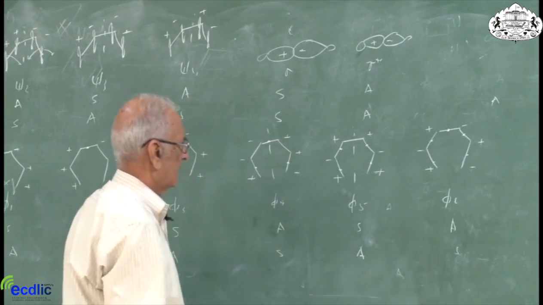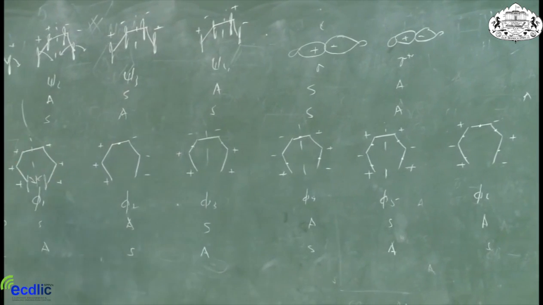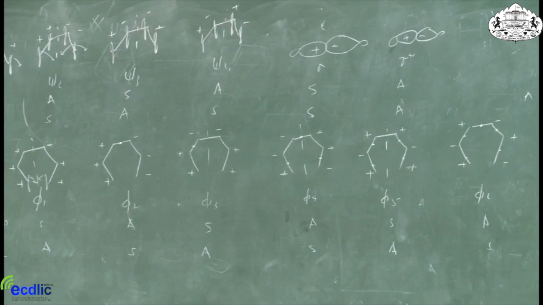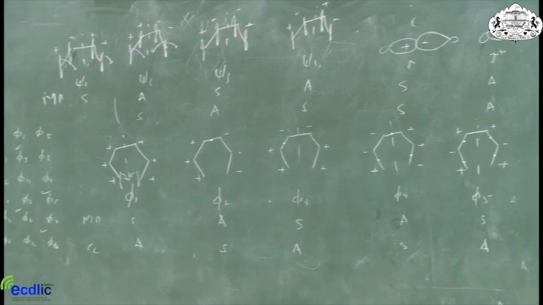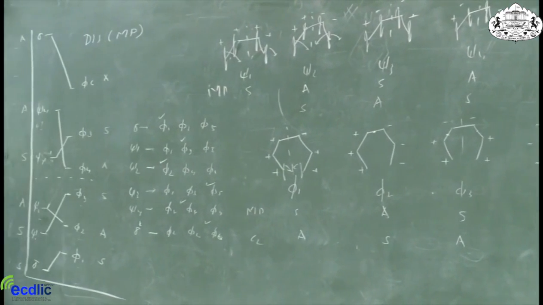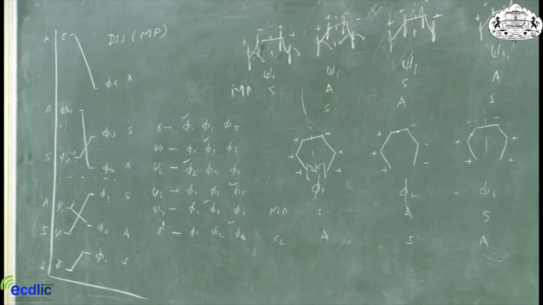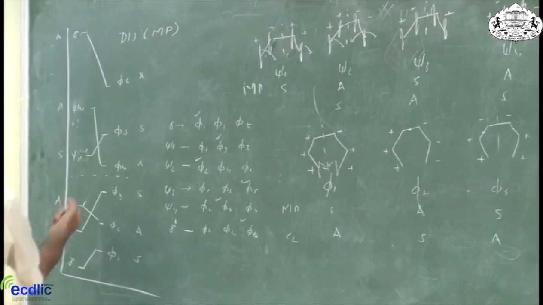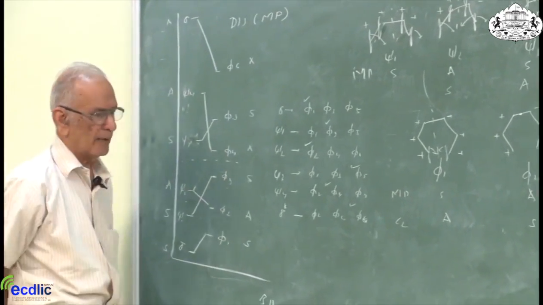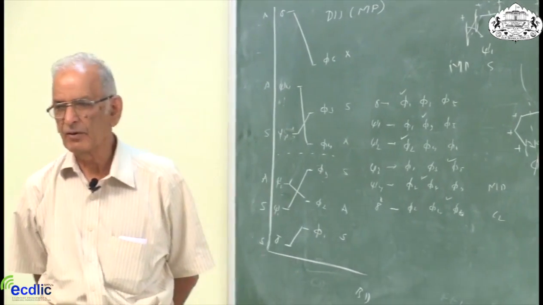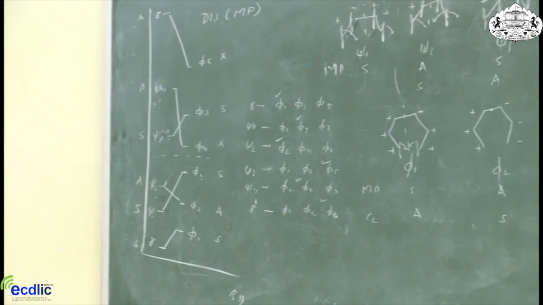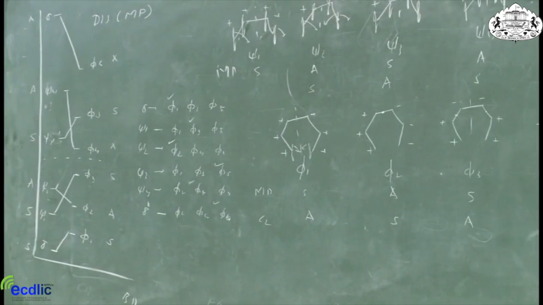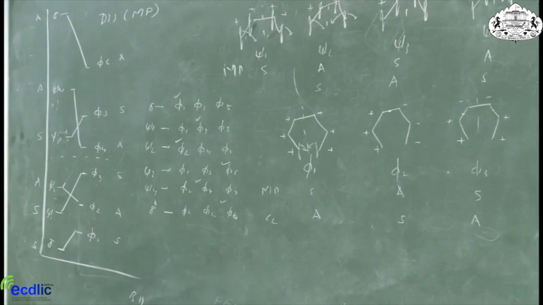1, 3 and 5 will give me bonding, so 1, 3 and 5 go down in energy. 2, 4 and 6 will give me anti-bonding. Therefore, they will go up in energy. So 2, 4 and 6 go up in energy. Therefore, the picture we have drawn is all right. So, that is the check we have made.